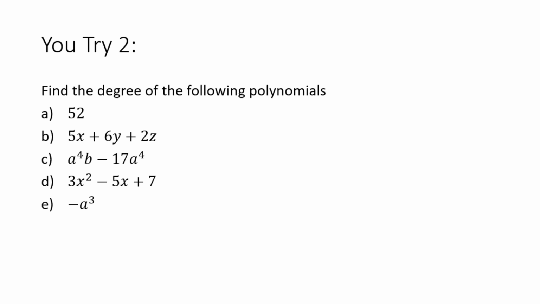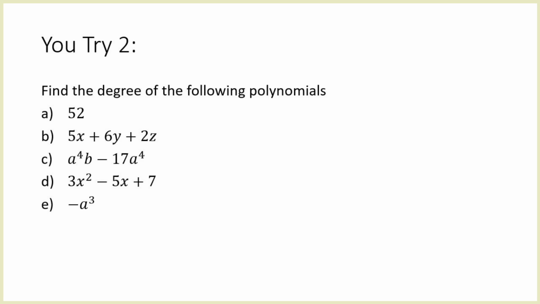Now that you've done it on your own, let's do it together. For letter A, I have no variables, so it has a degree of 0. For letter B, I have a degree of 1, degree of 1, degree of 1. That means that the whole trinomial has a degree of 1. Letter C, I have a degree of 5 and a degree of 4, which means in total we have 5. Next one, degree of 2, degree of 1, degree of 0, which means overall I have a degree of 2. For the last one, I have a degree of 3.